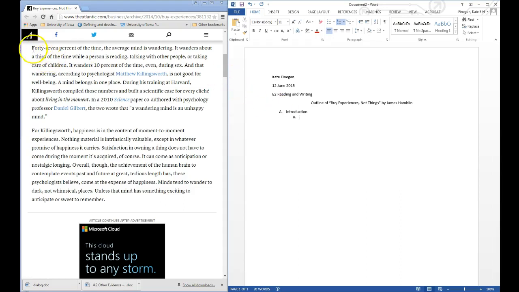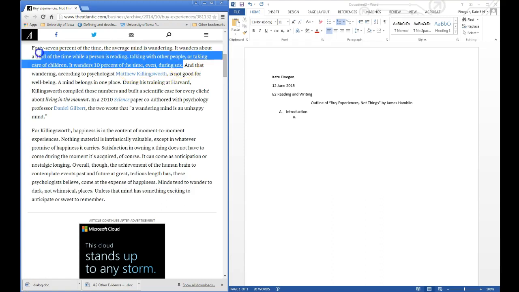Okay, so if I look at the first sentence, it says 47% of the time, the average mind is wandering. It wanders about a third of the time while a person is reading, talking with other people, or taking care of children. It wanders 10% of the time even during sex. Okay, so here we have a hook that is designed to get the reader's attention. And what kind of hook is this?